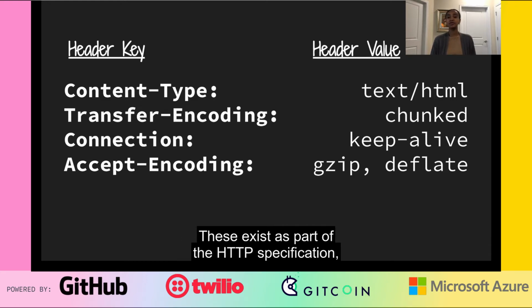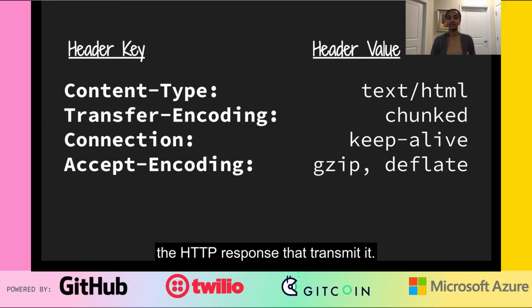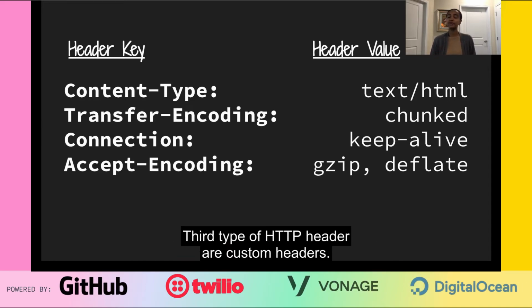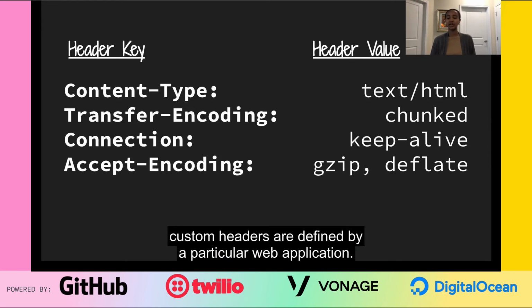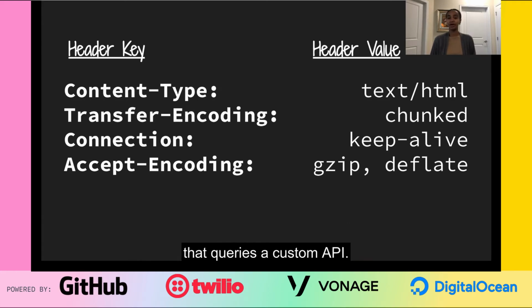These exist as part of the HTTP specification, but aren't required for all requests or responses. Typically, these will be used if you want to enable some sort of custom feature, like compressing the HTTP response that's transmitted. The third type of HTTP header are custom headers. Custom headers are defined by a particular web application. For example, I might build a web app that queries a custom API. I can introduce a new HTTP header that outlines what API version a particular client is communicating with.